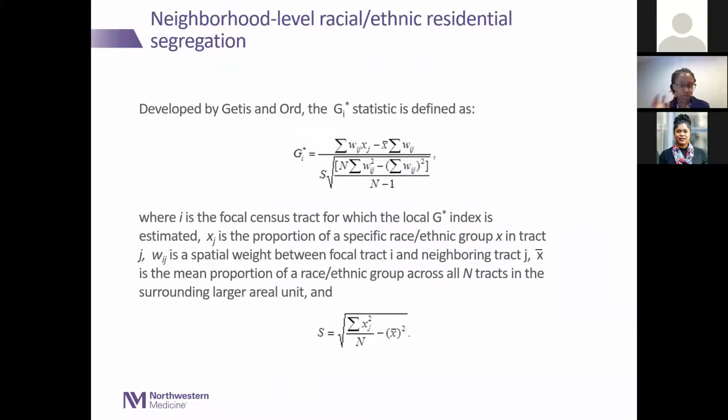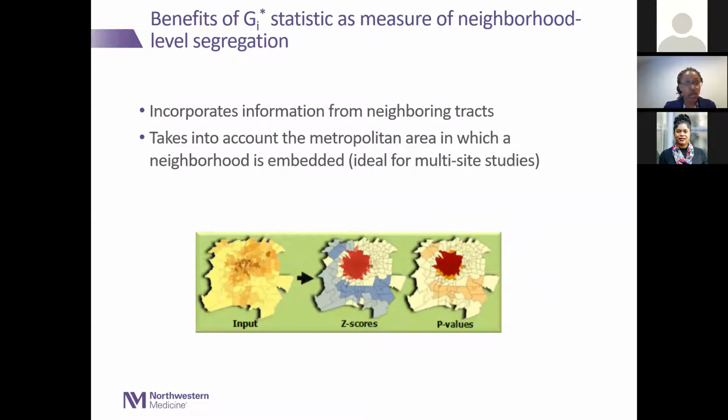In all of the examples that I'll show you of the work we've done, we're looking at segregation at the neighborhood level, and we're measuring it using the G statistic developed by Getis and Ord. The G statistic is a spatially weighted Z-score that represents how much a specific neighborhood characteristic, like income or race or ethnicity, deviates from that of the larger metropolitan area. A benefit of this measure is that it incorporates information from neighboring tracts, so it's a spatial measure. We're looking at the census tract that a person lives in and the neighboring tracts, and it also takes into account the metropolitan area in which the neighborhood is embedded.